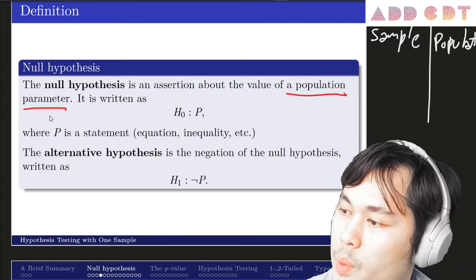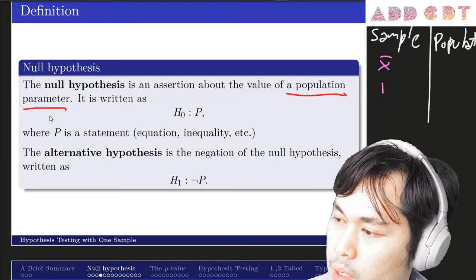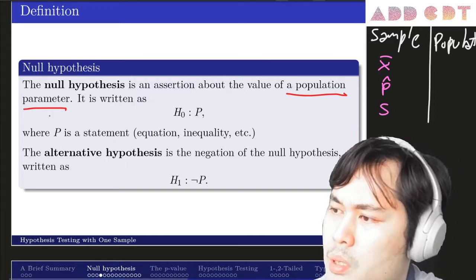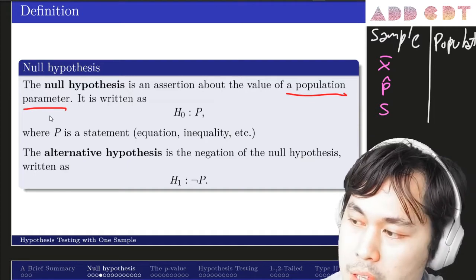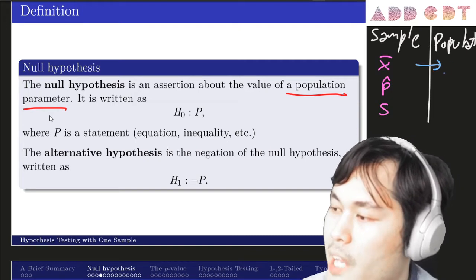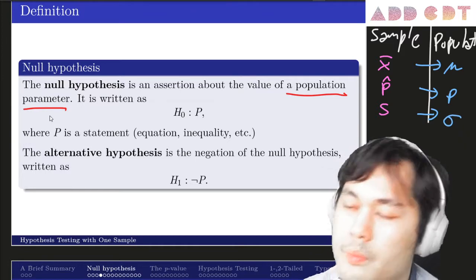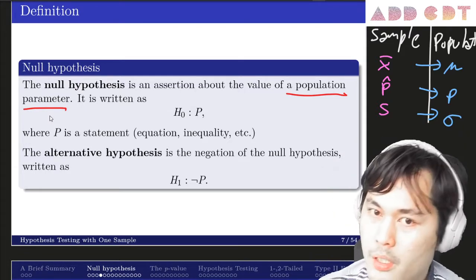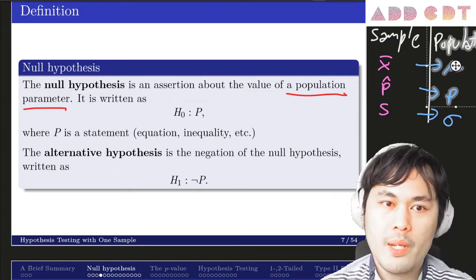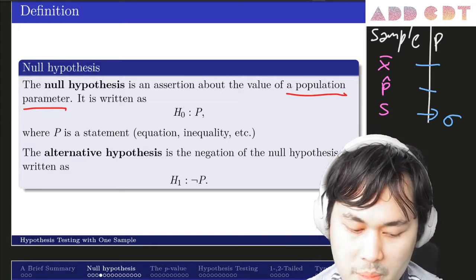We can find the average from the sample. We can find the proportion from the sample. We can find the standard deviation, and the variance for the sample. But we are trying to use this limited information to conclude something about the actual parameters, the actual values. The values on the right-hand side here are the population parameters: mu, p, and sigma.